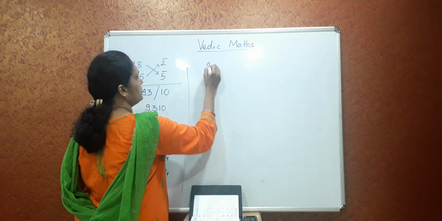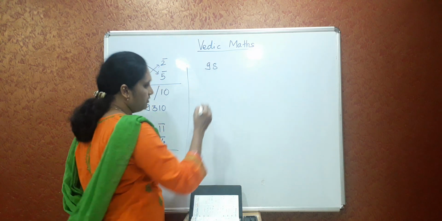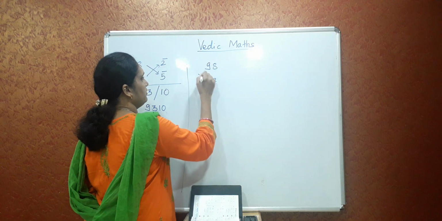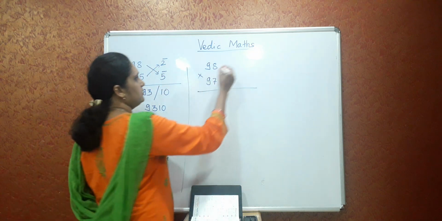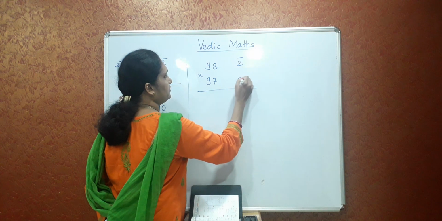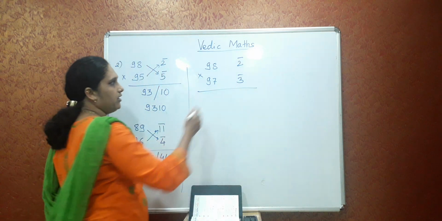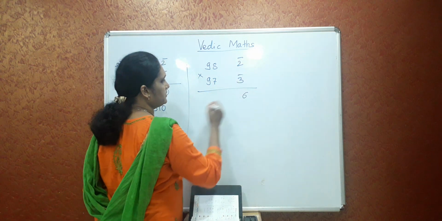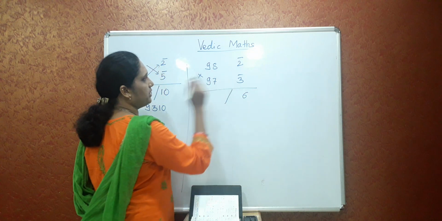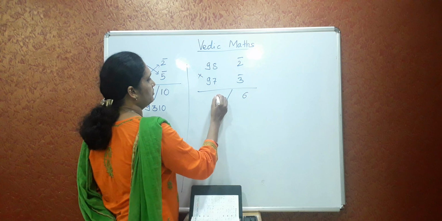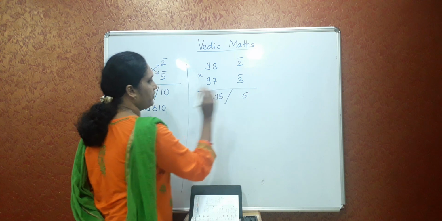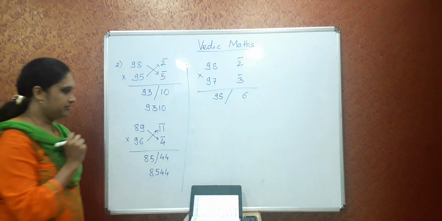Now one more sum I'll take: 98 into 97. Now it is easy to find. So this is 2 minus, 3 minus. Now multiply. 2 threes are 6. 98 minus 3, or you can do 97 minus 2, it is 95. But here, wait.